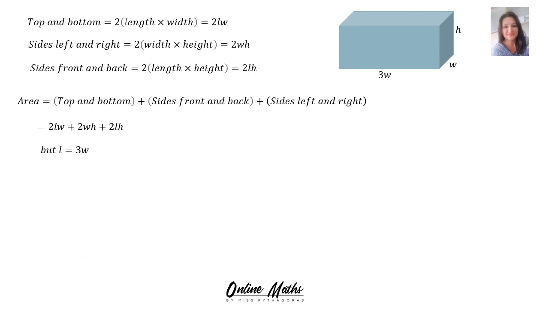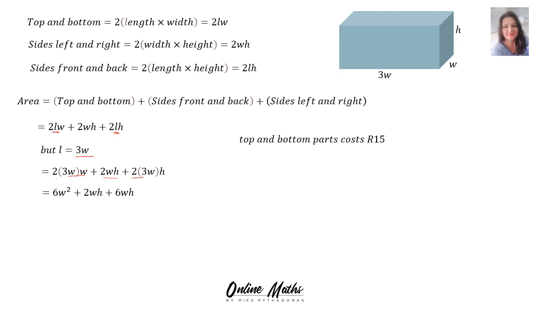But it was given to us that L, the length, is equal to 3W. So that means everywhere where we see an L, we're going to substitute a 3W. And I did it there for you. And then this becomes 2 times 3 is 6, and W times W is W squared. The 2WH just stays the same. And this becomes 2 times 3 is 6WH.